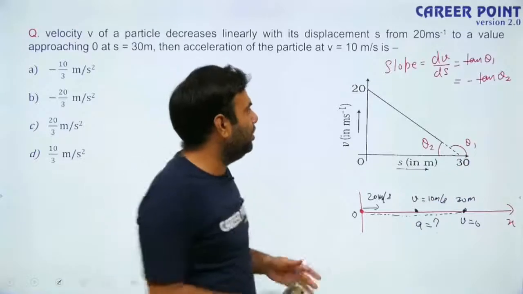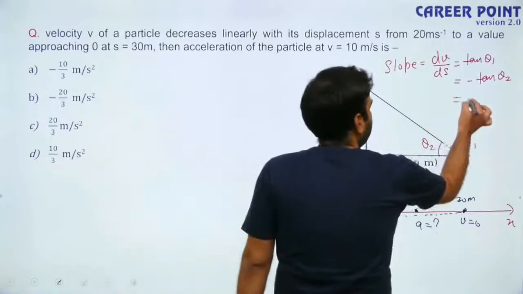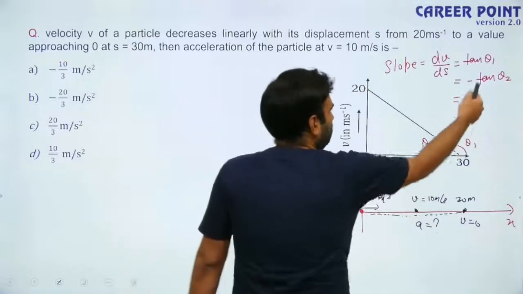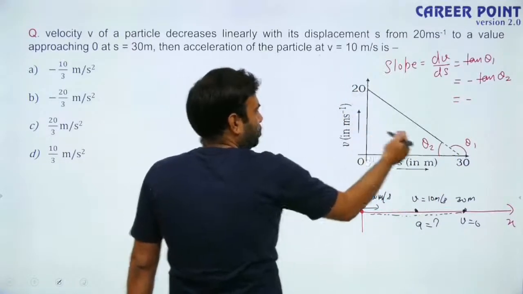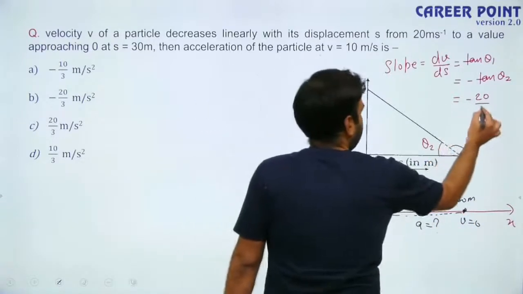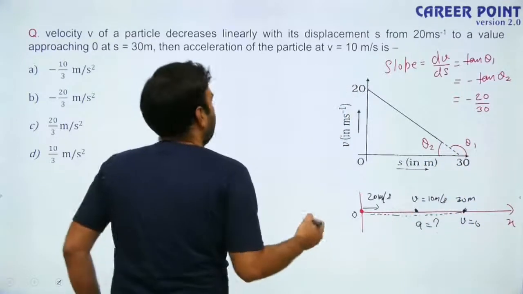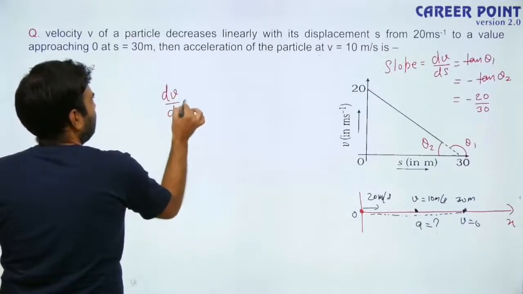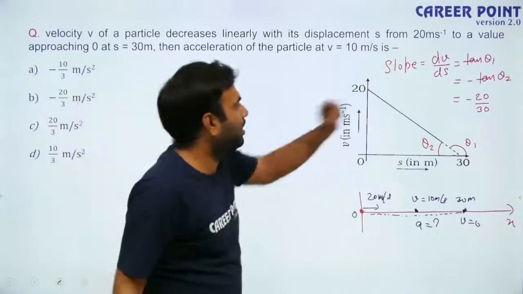So the slope we have calculated. What is that slope? It is equal to negative of perpendicular by base. Tan theta 2 we have to calculate. Perpendicular is 20 and base is 30. So we got that dv by ds is equal to negative of 2 by 3.